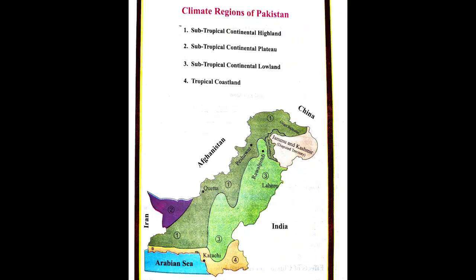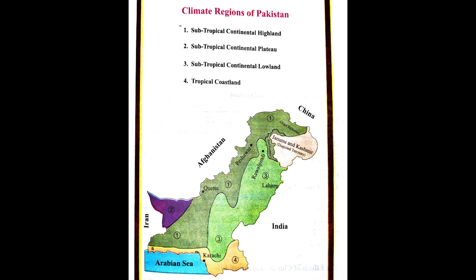If we discuss the climatic regions of Pakistan, they can be divided into four areas. Number 1 is subtropical continental highland. Number 2 is subtropical continental plateau. Number 3 is subtropical continental lowland, and number 4 is tropical coastland.